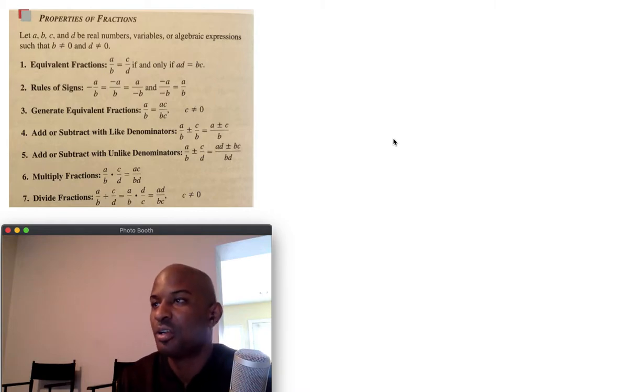So I guess we'll start off with these 7 basic rules. First rule is the rule of equivalent fractions. It states that a divided by b is equal to c over d if and only if a times d is equal to b times c.